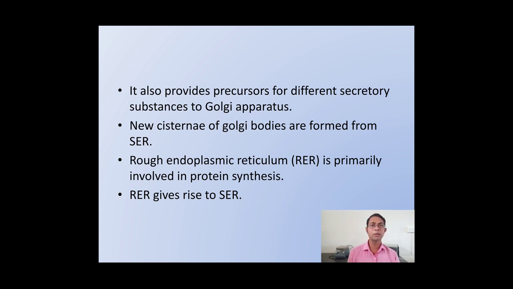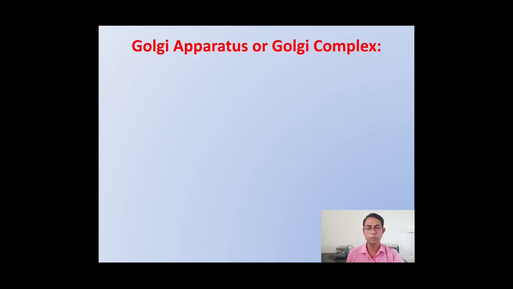Rough endoplasmic reticulum is primarily involved in protein synthesis. Then the protein that is made in our body, rough endoplasmic reticulum has an important role in making that protein. For example, if there is no rough endoplasmic reticulum, what we can say, there is no protein synthesis. So rough endoplasmic reticulum gives rise to smooth endoplasmic reticulum. So this is nothing but the function of smooth and rough endoplasmic reticulum.